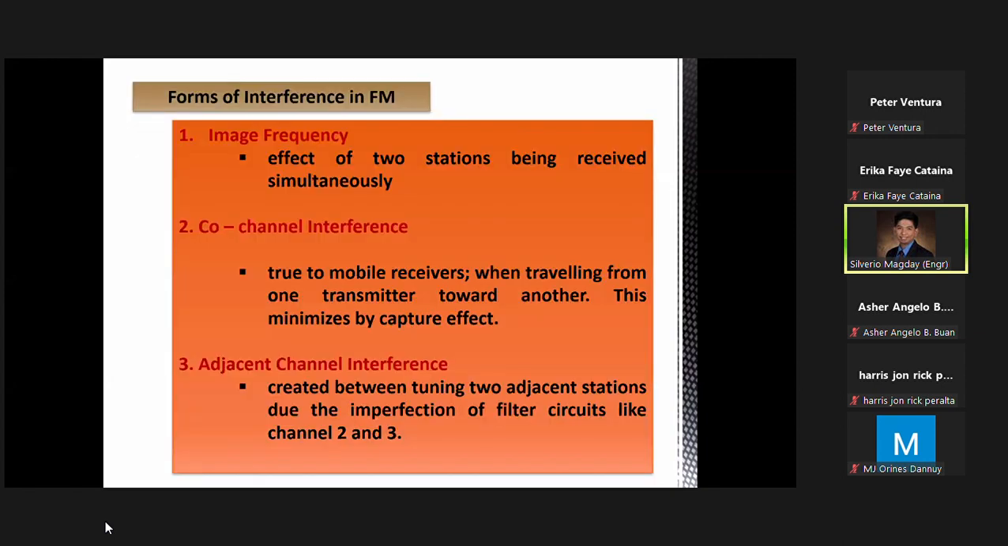Forms of interference in frequency modulation. We have what is called image frequency, your IF, the effect of two stations being received simultaneously. Co-channel interference: mobile receivers when traveling from one transmitter toward another, this is minimized by the capture effect. So the capture effect picks whichever is more reliable or the stronger, which is more sensitive, and it adapts to that. Adjacent channel interference is created between tuning to adjacent stations due to the imperfection of filter circuits, like channel 2 and 3.